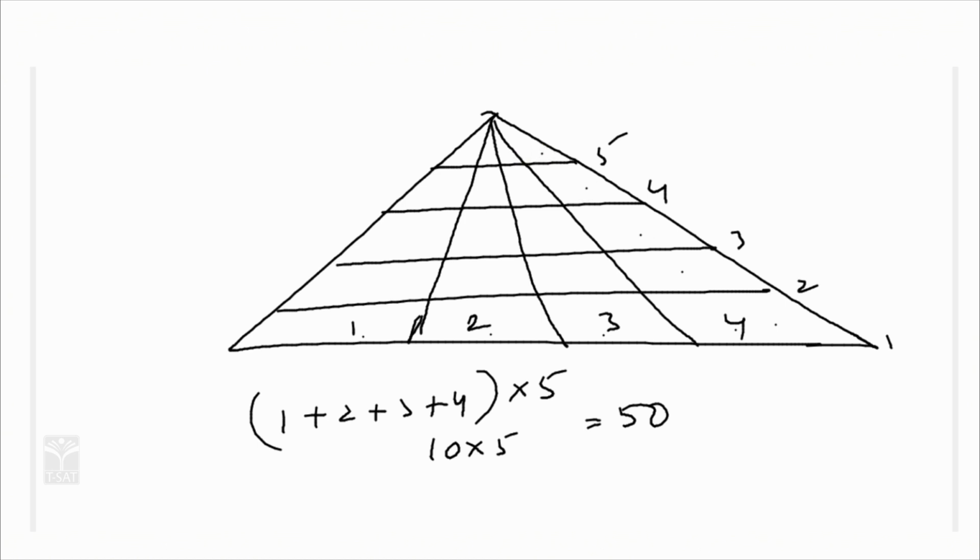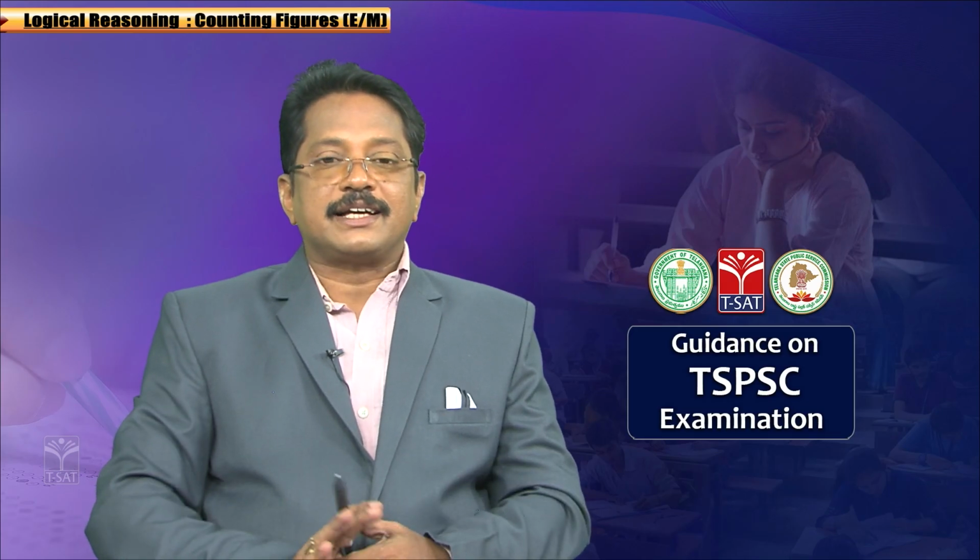So, here you just have to add the number of parts divided vertically together and multiply the sum by how many times it is divided horizontally. So, 1 plus 2 plus 3 plus 4 and multiply the whole with 5. 1 plus 2 plus 3 plus 4 is 10, and multiplied by 5, it is 50. Is it clear? Okay.